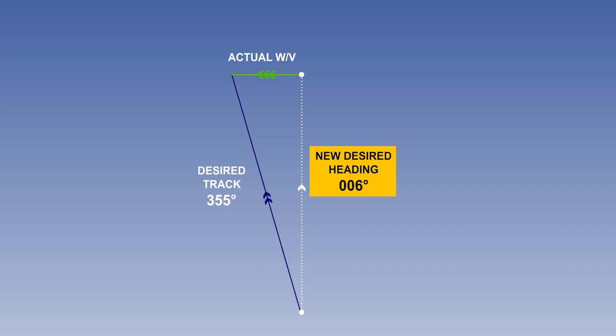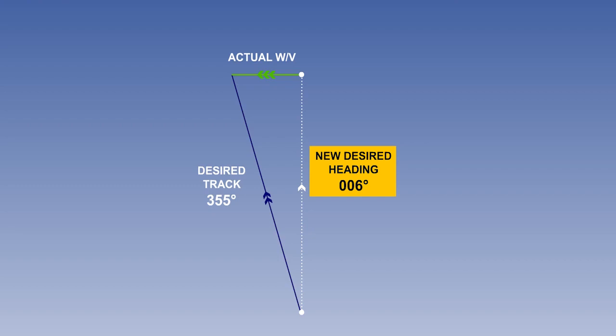Once back on track, we should make use of this information. If we now apply the 11 degrees of drift which we have calculated, then we need a heading of 006 degrees in order to maintain a track of 355 degrees.